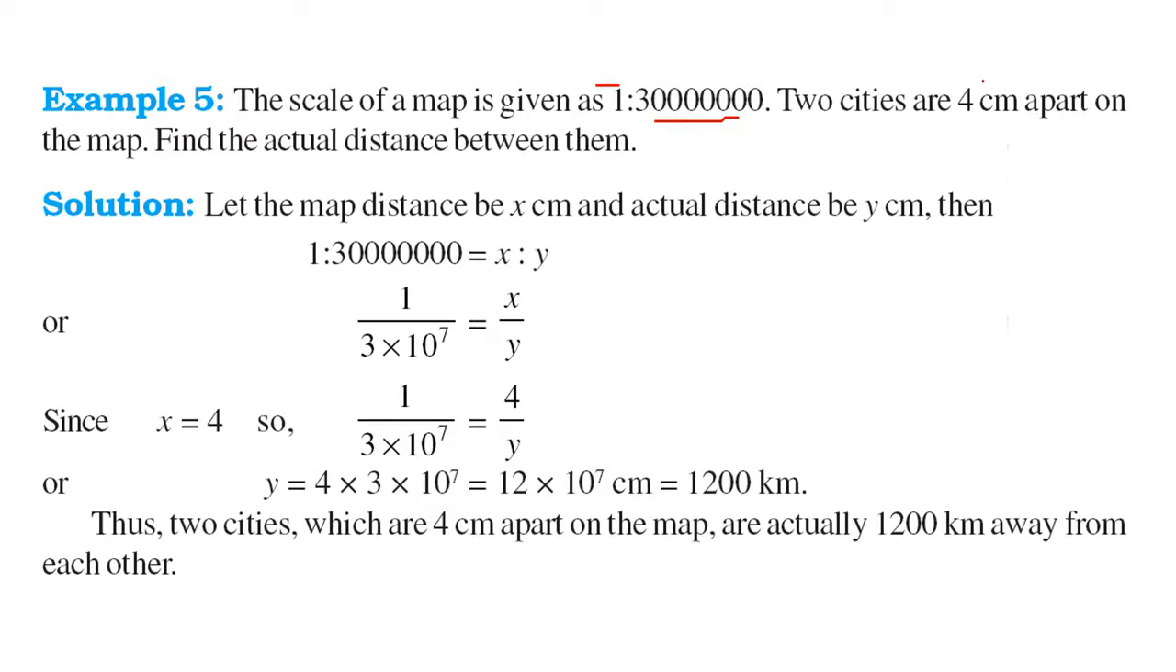So if two cities are 4 centimeters apart on the map, find the actual distance. So 1 by this much is equal to x is to y, where x is nothing but 4 centimeters. You have to find y. So just 1 by 3 into 10 to the power 7 is equal to x by y. This x is given, we have to find y. X is 4. You can easily find y, which is equal to 1200 kilometers.